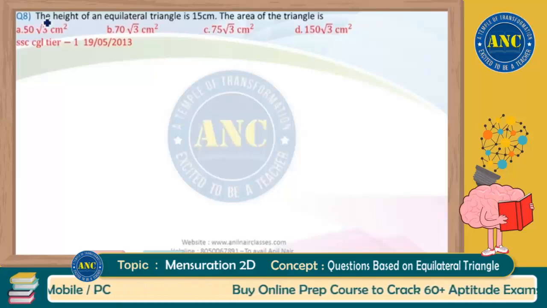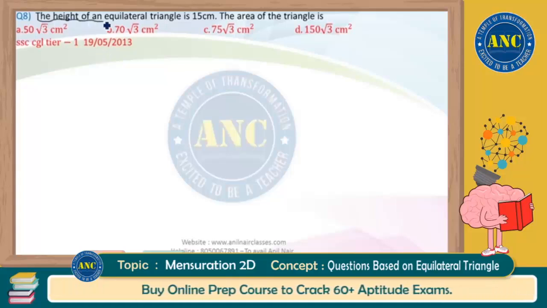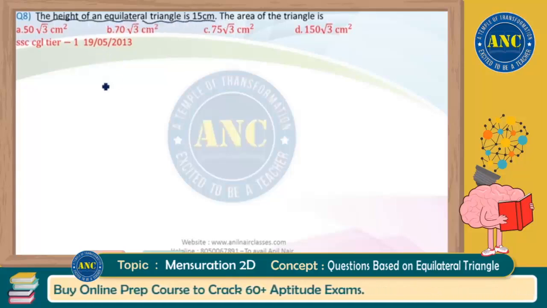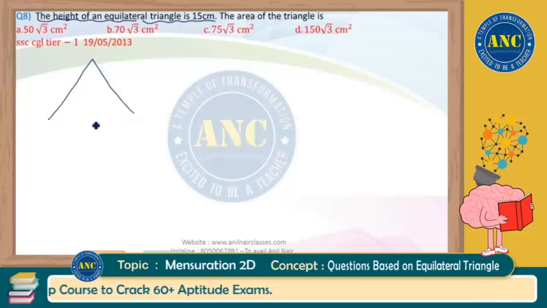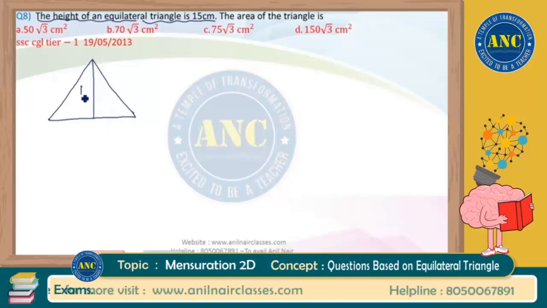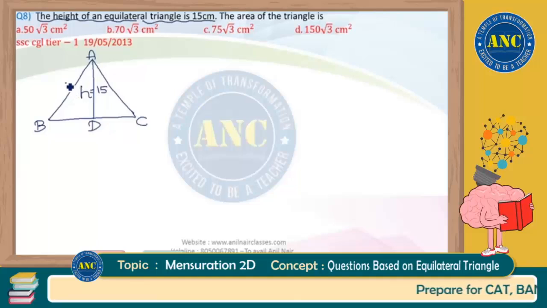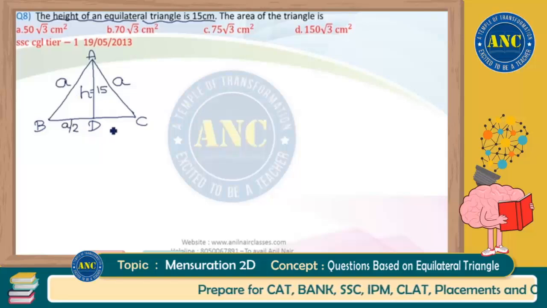Next question. The height of an equilateral triangle is 15 centimeter. Let me draw the diagram for you. This is the height, right? The height of the equilateral triangle is given in the question as 15 centimeter. Your question is to find the area of the triangle. Now, I don't know the side of the triangle. I only know the height. Let me call the sides a, a and a. So BD becomes half of a.